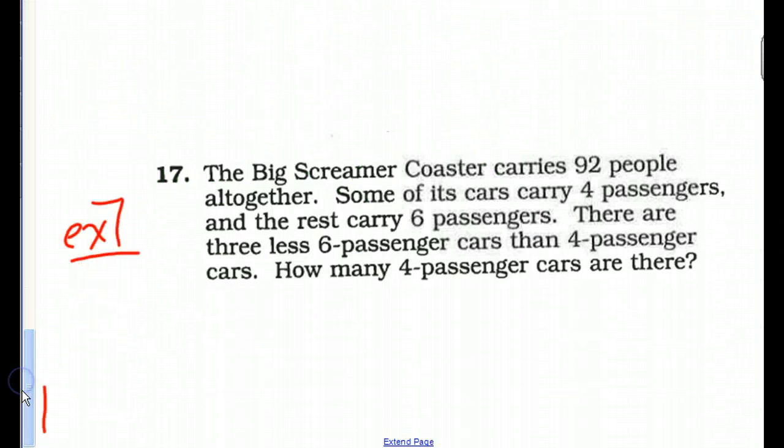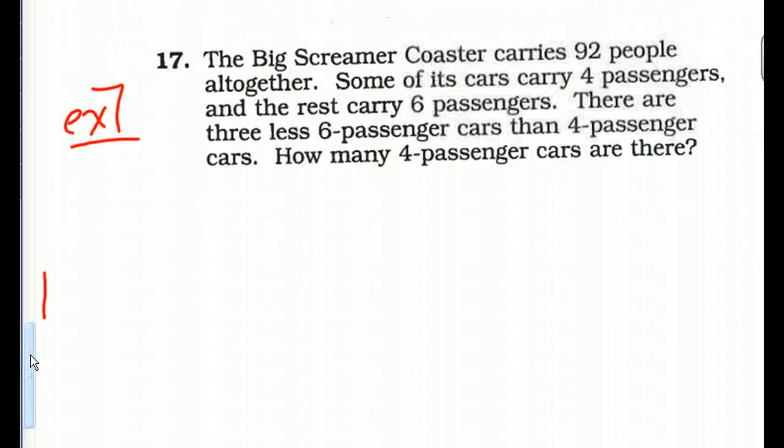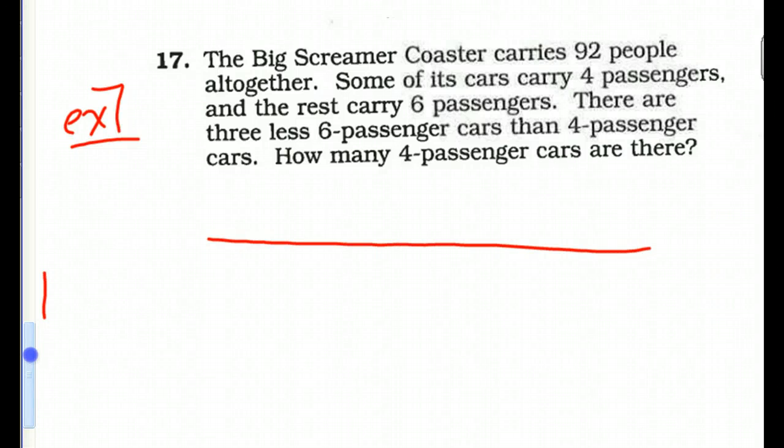All right, last one, example number 7, says the Big Screamer coaster carries 92 people altogether. Some of its cars carry 4 passengers, and the rest carry 6 passengers. There are 3 less 6-passenger cars than 4-passenger cars. How many 4-passenger cars are there? Well, this is just like a guess and check problem. So let's set up a chart.